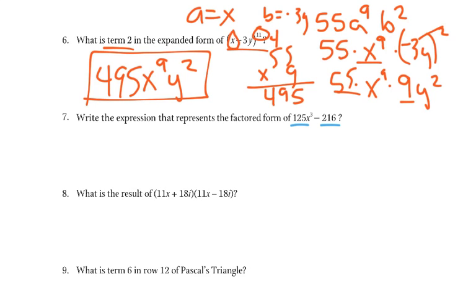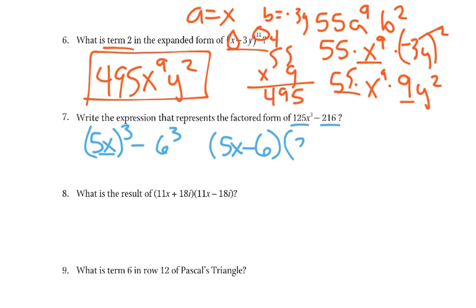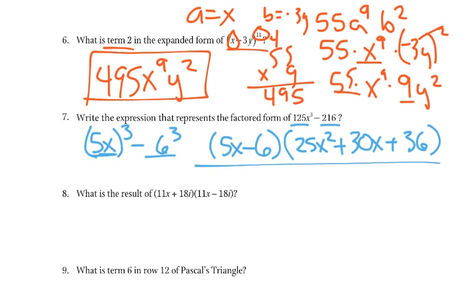So I'd go 125 is like 5x cubed minus 216 is 6 cubed. So I'd go 5x is A, so A minus B is 6, times A squared, 5x squared would be 25x squared, plus A times B, 5x times 6 would give us 30x, plus B squared, 6 squared would be 36. And there's my factored form.